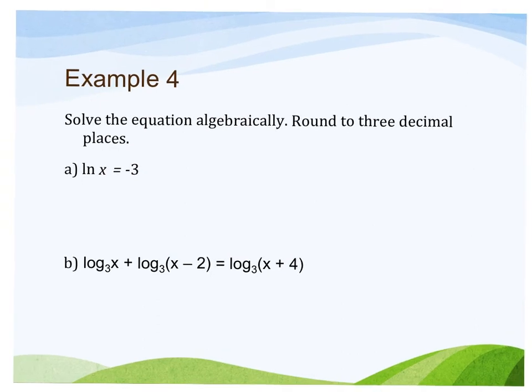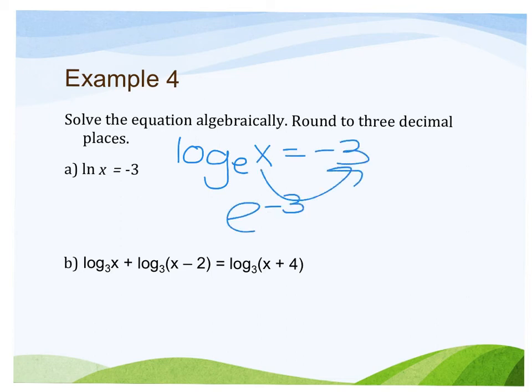All right, so a little bit more with logs. Solve the equation, round to 3 decimal places. Again, I'll let you do A, and then I'll walk you through B. So what can I rewrite ln as? Log e of x would equal negative 3, and then e comes over and picks up the negative 3.